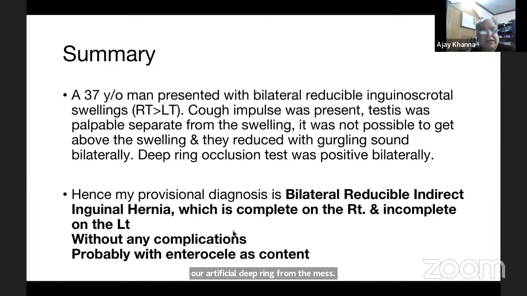Can you get a patient of hernia where he is having the strangulation but there is no obstruction?